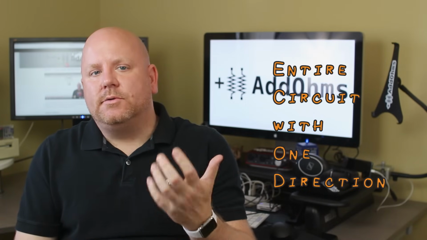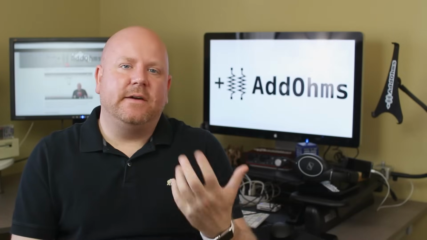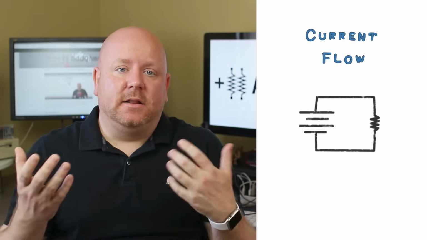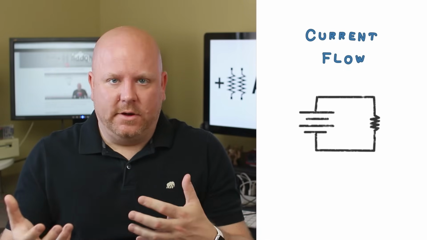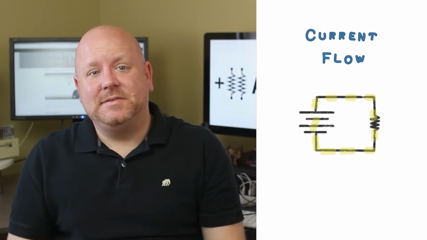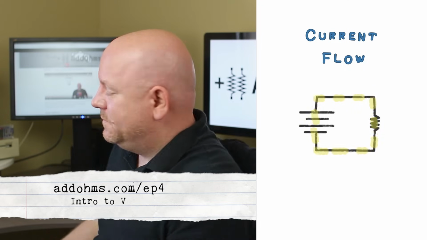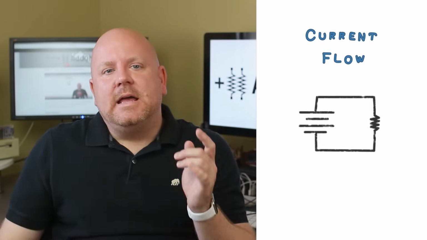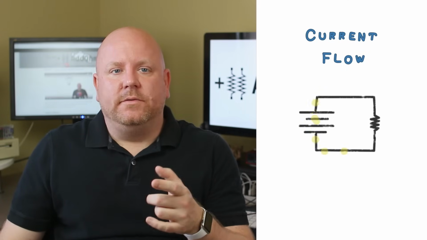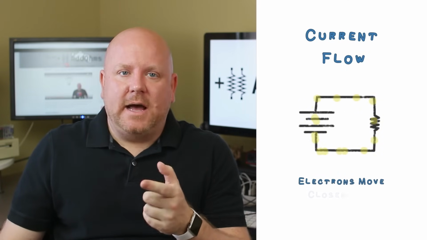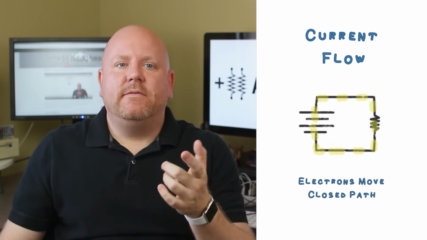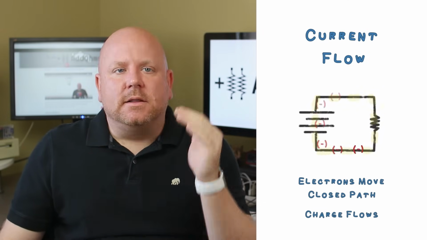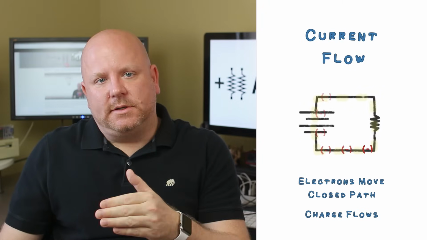Now, I do want to address one myth, which is around the definition of current flow. Many people define electric current as the electrons flowing. In fact, I might have even said that in an early AddOhms video. Anyway, it is true the electrons are moving and they need a closed path in order to flow. However, it is the charge moving with the electrons, the charge carriers, that allow a circuit to use electrical energy.